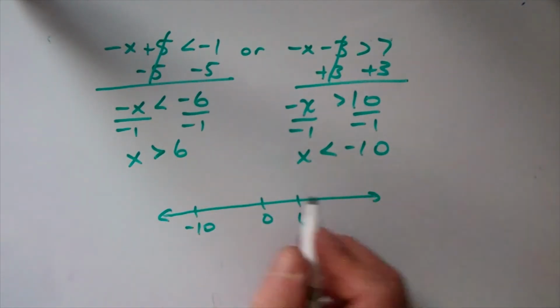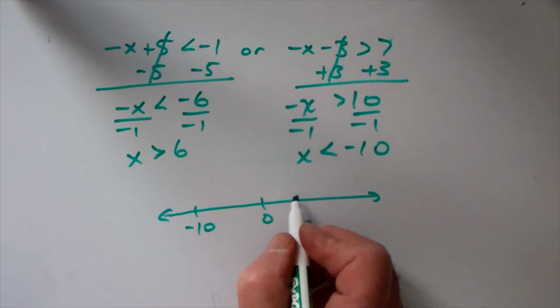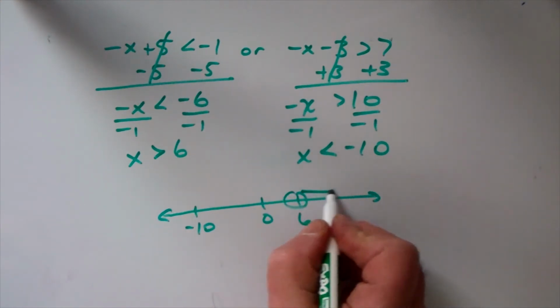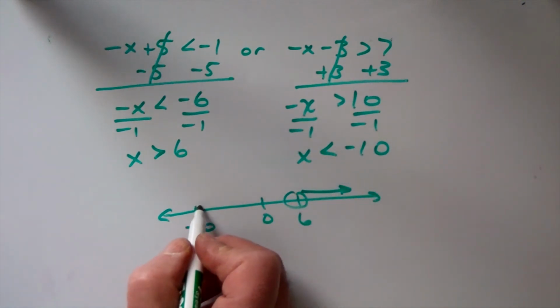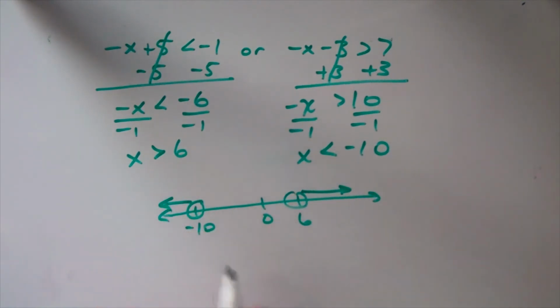Okay, now I'll just draw this number line, put the appropriate numbers in. So it's greater than, so it's an open circle, arrow going to the right, and then x is less than -10, again open circle, x is going to the left. And there you have it.